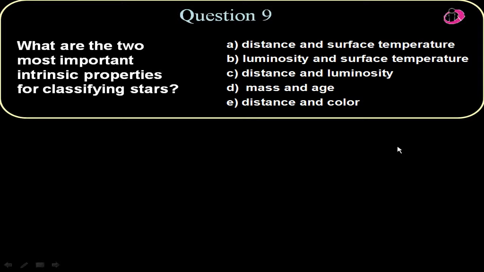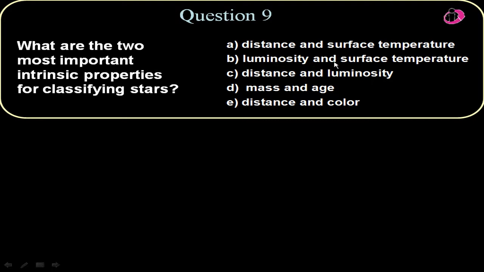Question 9. What are the two most important intrinsic properties for classifying stars? Well, on the HR diagram are those two properties. On the vertical axis we have luminosity, or absolute brightness. And on the horizontal axis we have temperature, or spectral class. So let's see. How are they classified here?